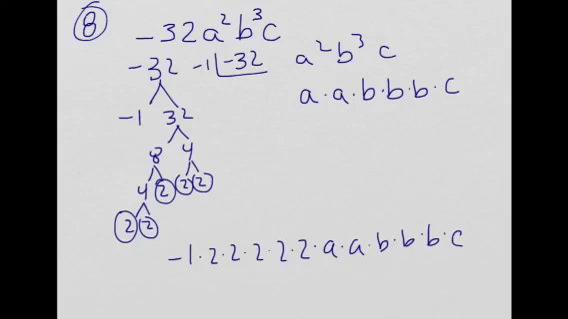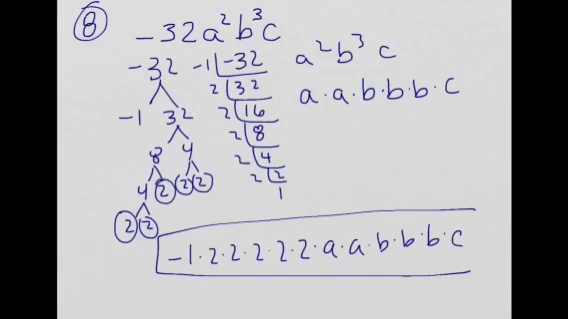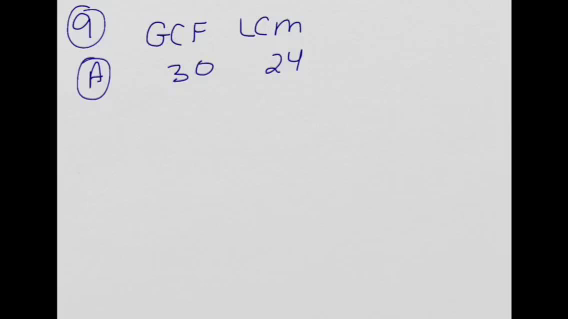So this would be -1, which would be 32. Take out a 2, which would be 16. Take out a 2, which would be 8. Take out a 2, which would be 4. Take out a 2, which would be 2. Take out a 2, which would be 1. And you notice that you get the same exact factors. So our answer here has no exponents because we're using variables.